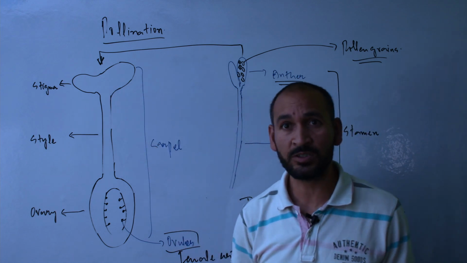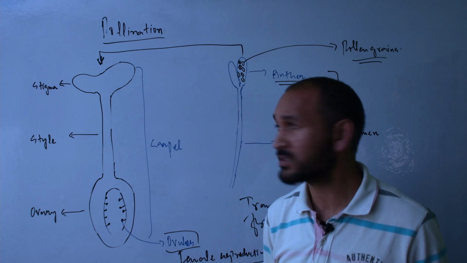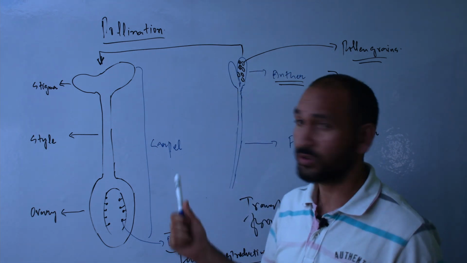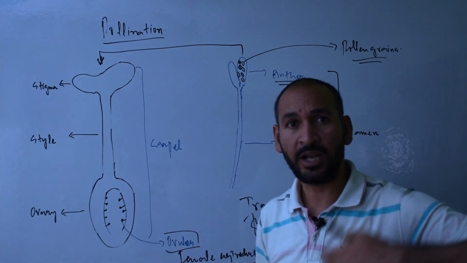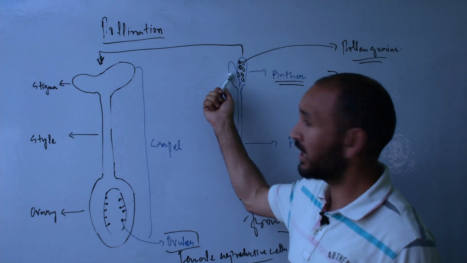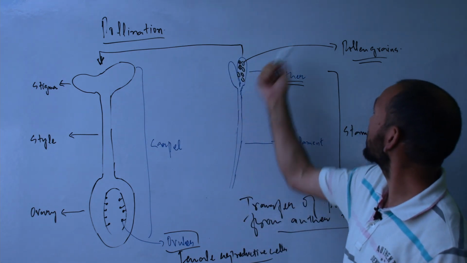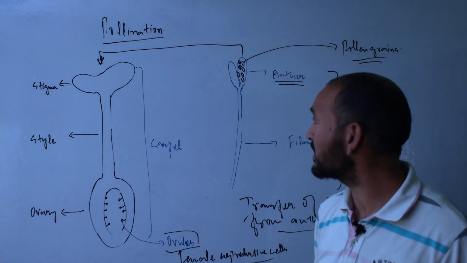For example, in case of humans, if you see, the male gamete is motile, it can swim in fluid and it can move. But here, the male gametes are contained within these structures, those structures are what we call pollen grains.